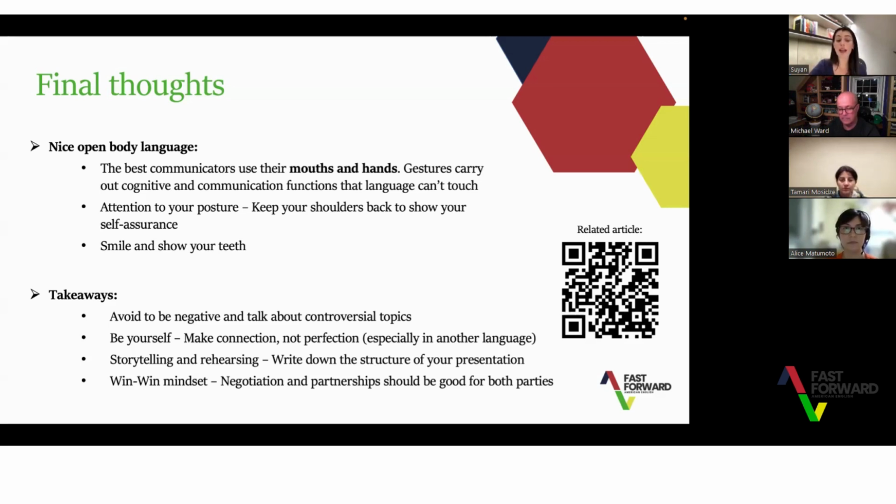And another thing that helps a lot is to avoid being negative. The negative here is not just about controversial topics like politics. Politics is something complicated to talk about, especially in a negotiation when you are in a business environment or with a person from another country, because you don't know exactly how things happen in another country. So it's complicated to touch on this.